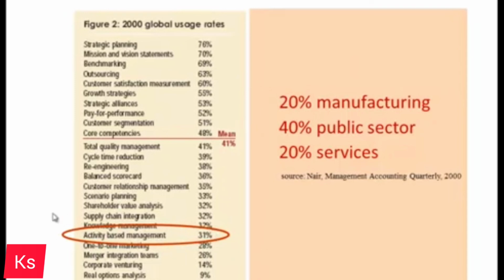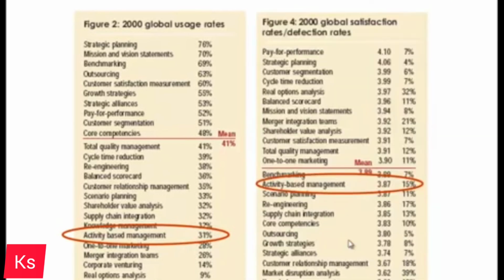So according to this survey, and I actually think this is a little bit low, 31% of the respondents are using activity-based costing or activity-based management more generally. That's a bit low, given the benefits that we're going to be talking about. In this survey, they also asked about satisfaction rates for activity-based costing, and again, it's just slightly below the mean in terms of satisfaction. So that's kind of perplexing.